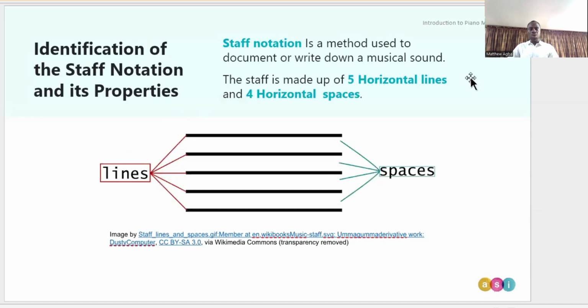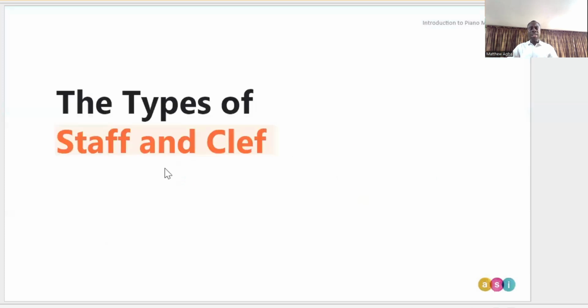In the next slide, we will be looking at what a staff notation is. A staff notation is a method used to document or write down musical sounds. So musical sounds could be written down with the use of the staff notation. And what really aids in the staff notation writing is what we call the staff. So the staff simply refers to the 5 horizontal lines and 4 horizontal spaces. You can see here the drawing of the staff. We have line 1, line 2, line 3, line 4, line 5. We have space 1, 2, 3, 4. So this is how the staff looks like. We enter into the next slide.